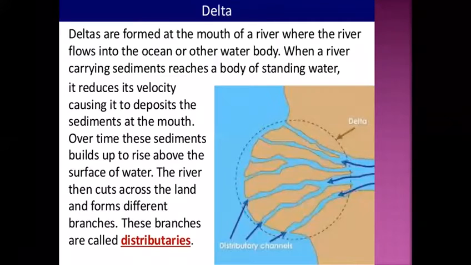The next formation of the river is the delta. A delta is formed at the mouth of a river where it flows into the ocean or another water body. Over time, these sediments build up to rise above the surface of the water. The river then cuts across the land and forms different branches. These branches are known as distributaries.